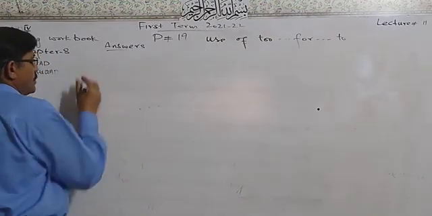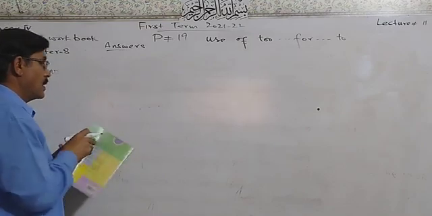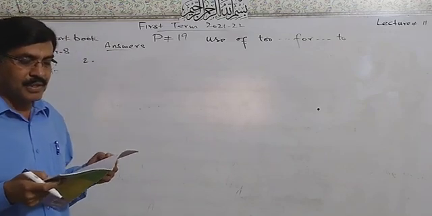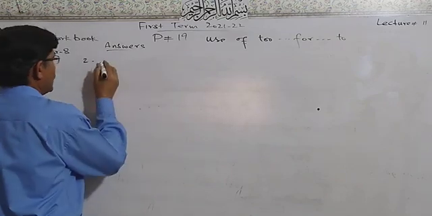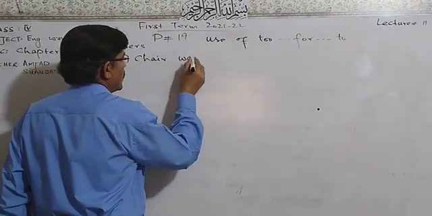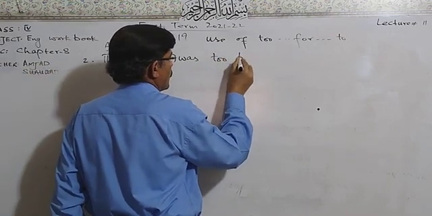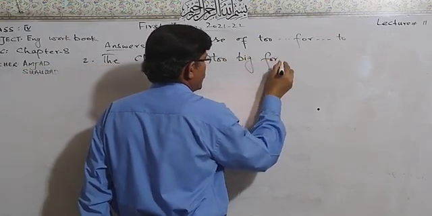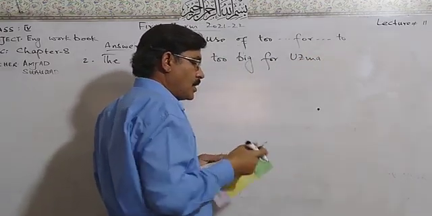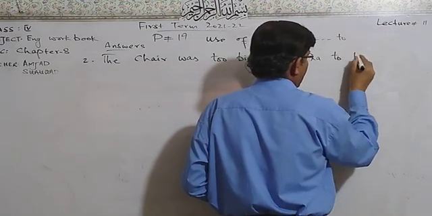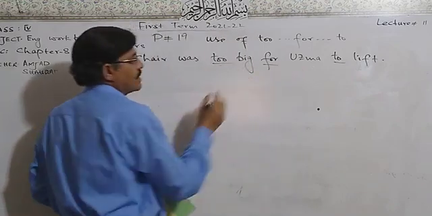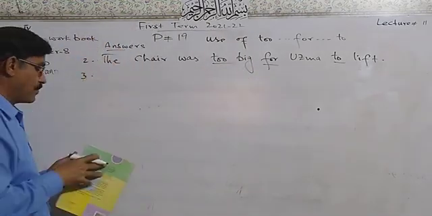I will just write the answer. Number two. The chair was too big, Usman could not lift it. The chair was too big for Usman to lift. Okay, dear students, we have got this. Okay, number three.